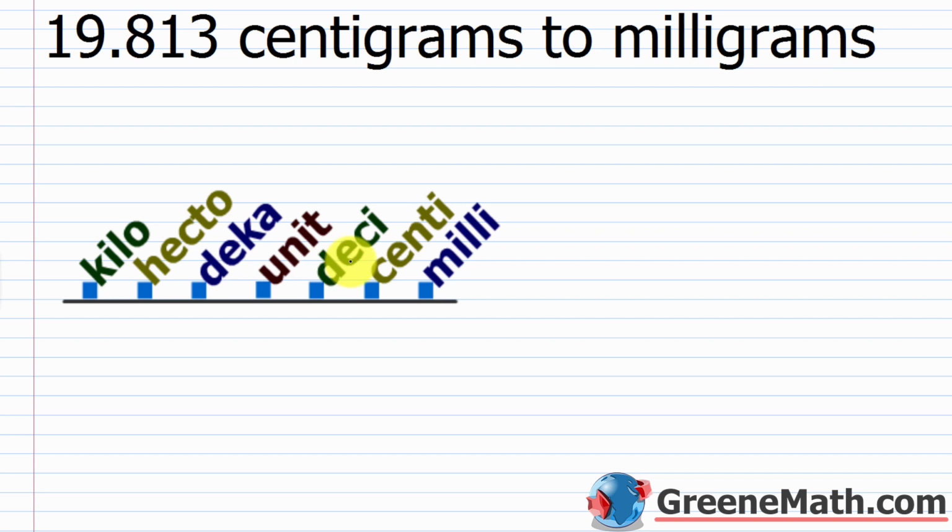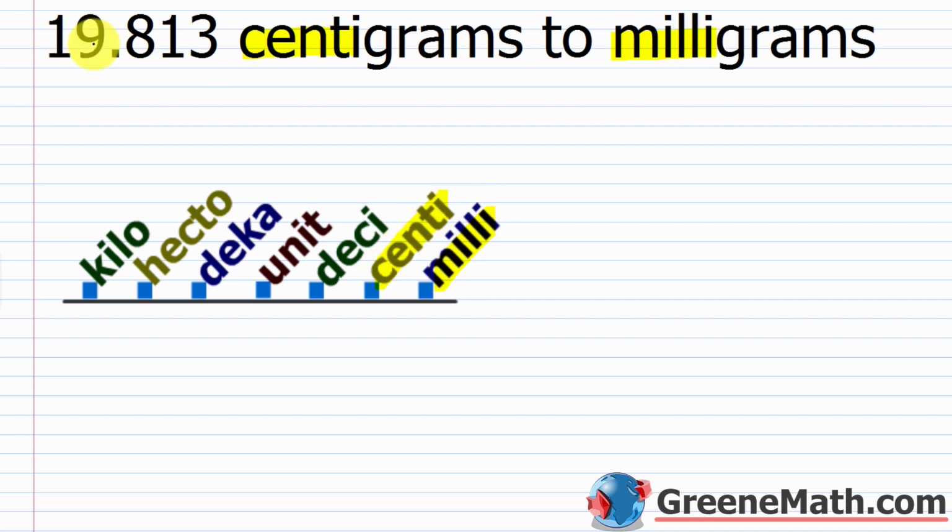So I have a prefix chart here. Basically, what you want to do is look at the prefixes involved in your conversion. Just go ahead and highlight them, and then highlight them on your prefix chart. So we have centi that comes before grams, and we have milli that comes before grams. So we're going from centi, which is here, to milli, which is here.